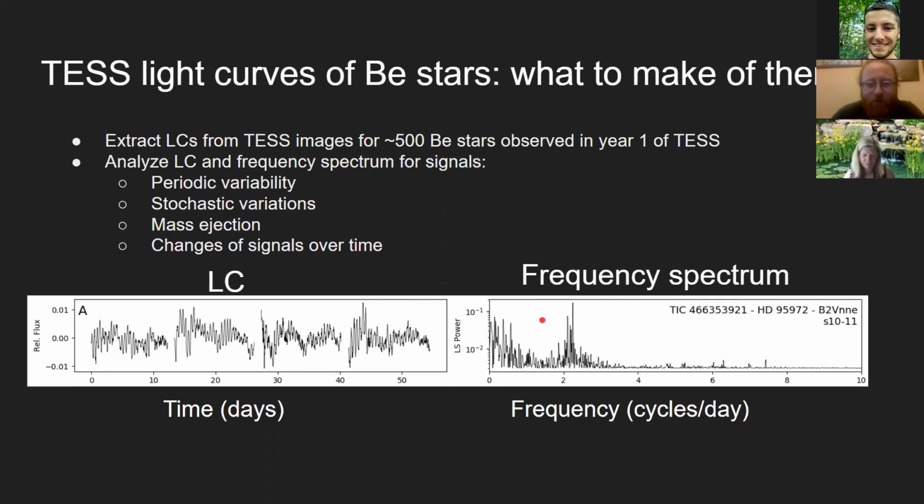various types of signals. You can have periodic signals, which manifest as sharp peaks in the frequency spectra. There's also stochastic variation, which is like a spectrum of peaks in the frequency spectra. And there's some other types of signals that we'll see in the light curves.